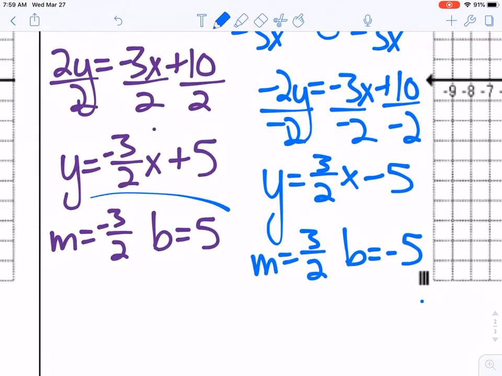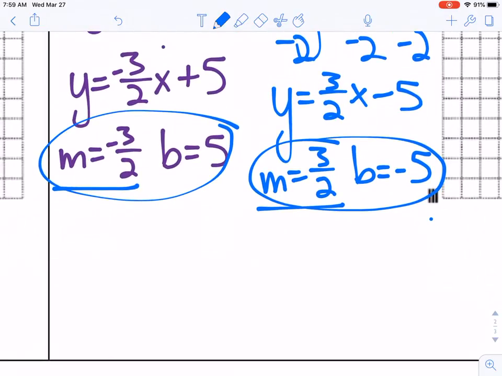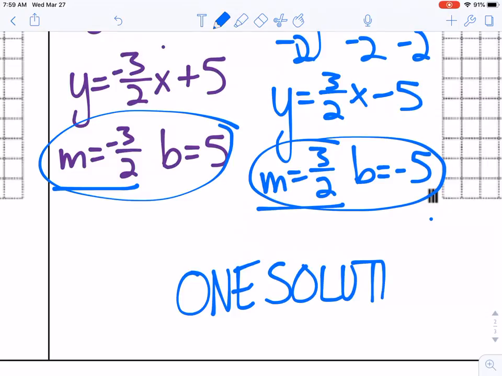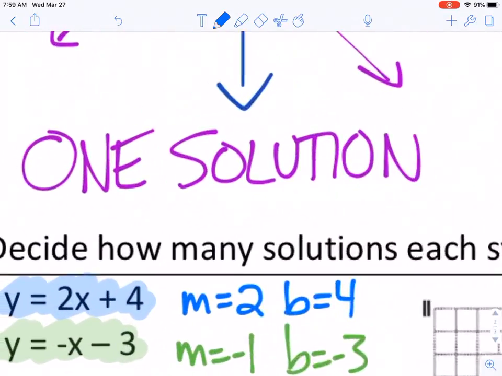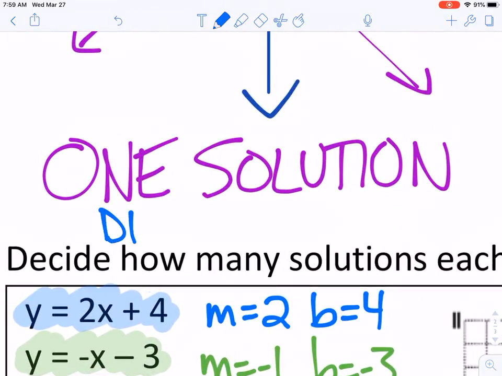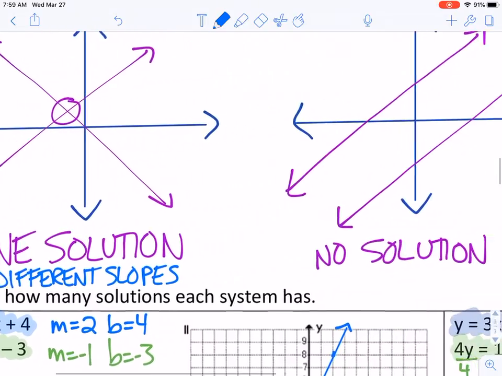And then if I just focus on my slopes and y-intercepts, I first look at my slopes, and they look similar, but they're different. As soon as you see that they're different slopes, every time, even though they look close, every time we can say one solution. So let's go back to the top and write our hints down so that we can remember them. So if there's one solution, that happens when we have different slopes. If there's different slopes, then we automatically know they're not parallel lines. They couldn't be the same line either, so they have to be one solution.